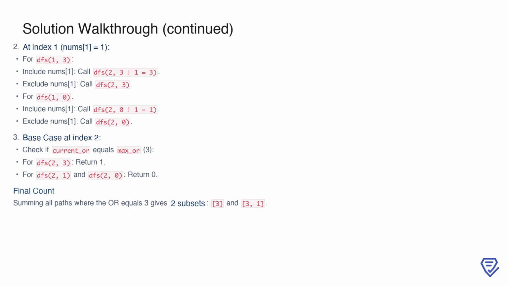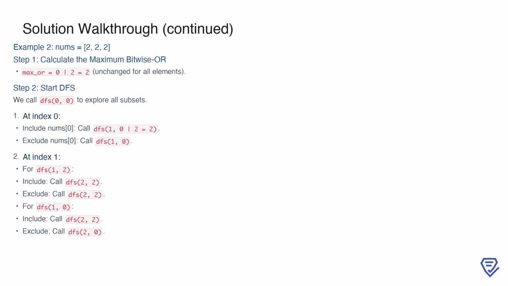Once we reach index 2, which is beyond the last element of the array, we hit the base case. Here, we check whether the current_OR equals the max_OR, which is 3. For the paths where the OR is 3, we count the subset as valid and return 1. If the OR is not 3, we return 0. Summing up all valid paths, we find that there are two subsets where the OR equals the maximum, 3, and 3, 1.